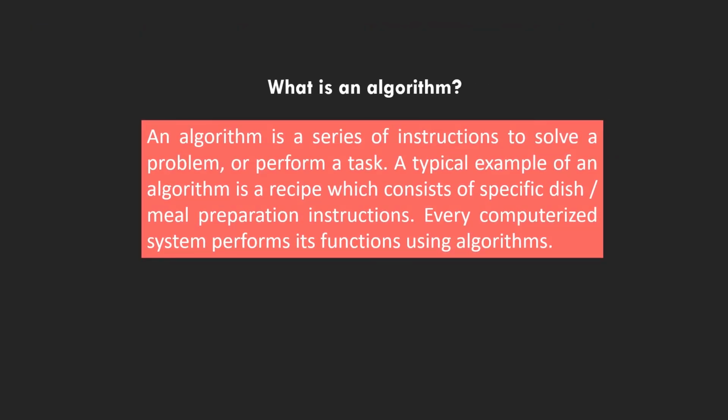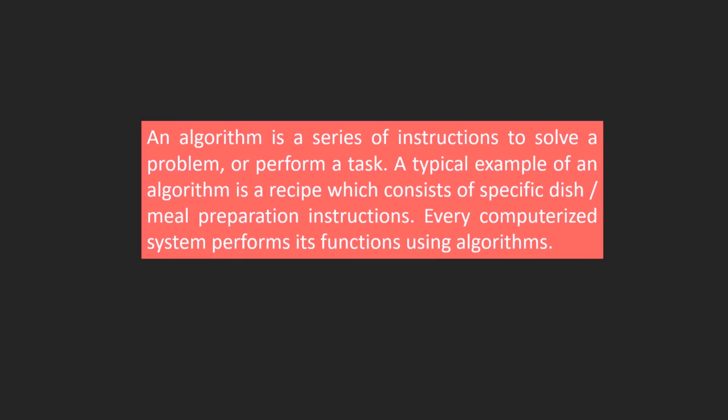An algorithm is a series of instructions to solve a problem or perform a task. A typical example of an algorithm is a recipe, which consists of specific instructions for preparing a dish or meal. Every computerized system performs its function using algorithms.